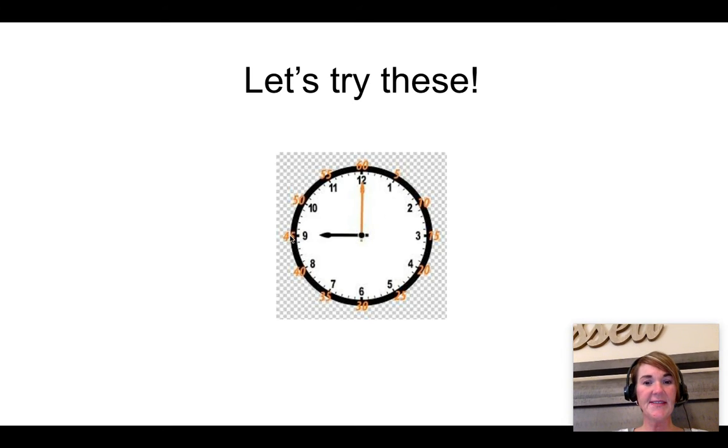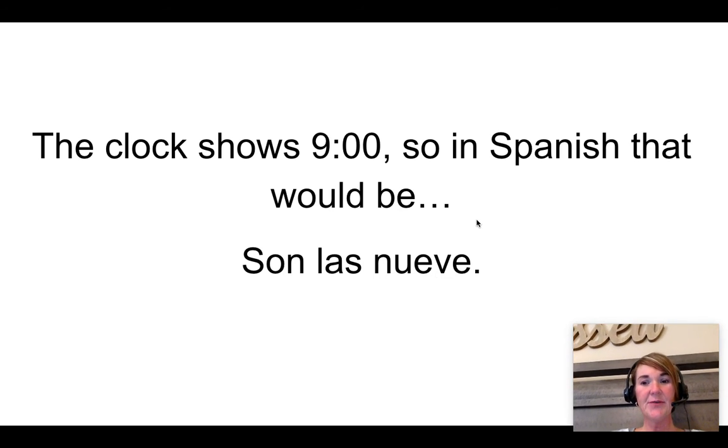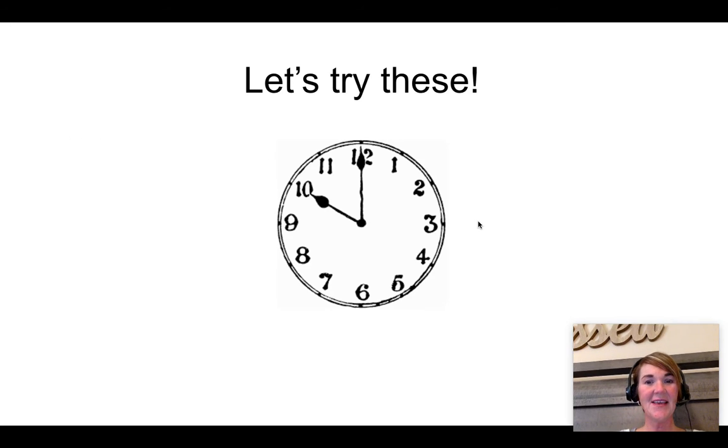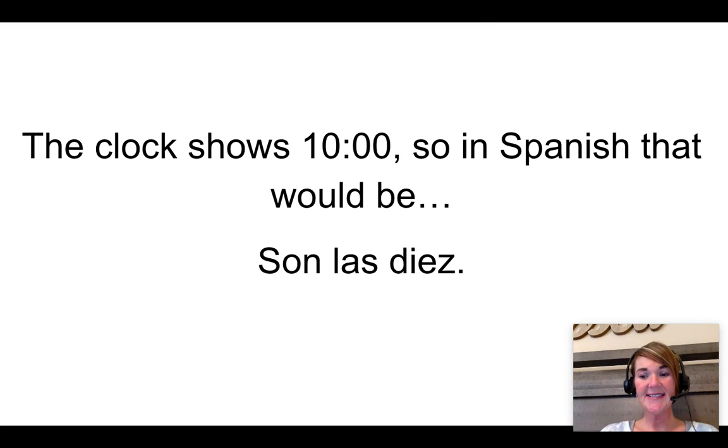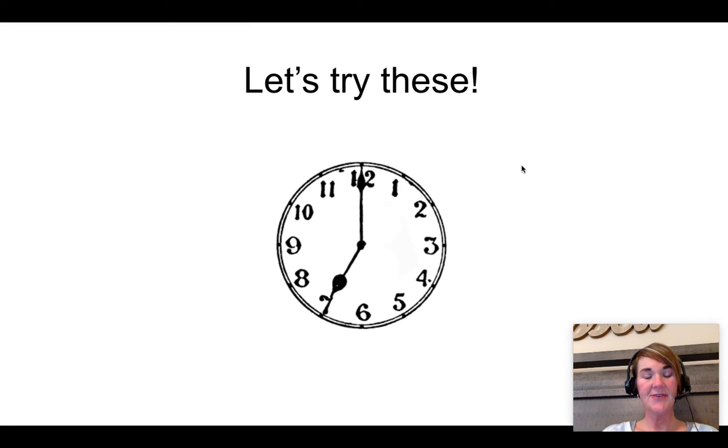Let's try a few more. If I look at this clock, it is showing the time 9 o'clock. That would be son las nueve. Here's another one. It's showing 10 o'clock on the clock. So in Spanish, that would be son las 10. Son las 10.